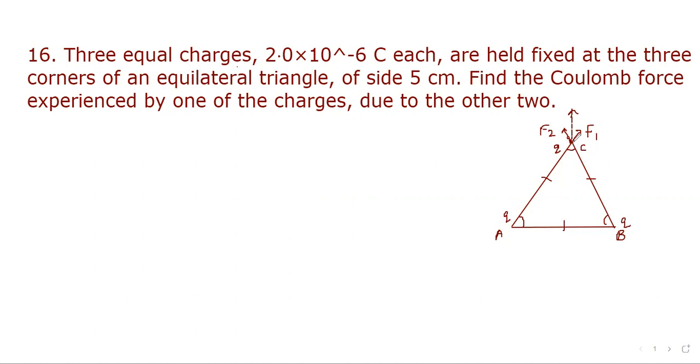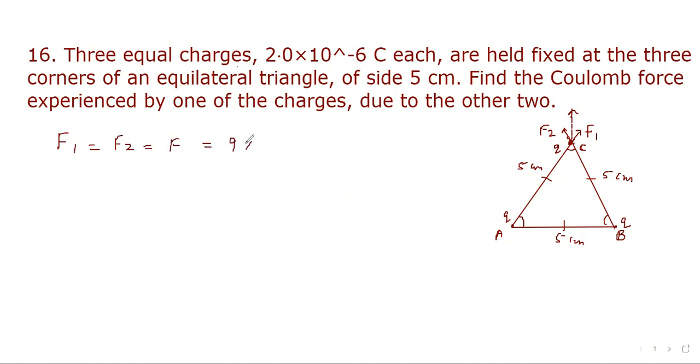Now, suppose we try to find out the force on this charge lying at point C, and the other two charges are here at point A and at point B, each charge being 2 × 10^-6 coulomb. And this separation is 5 centimeter. This is 5 centimeter. This is 5 centimeters. So obviously, the magnitude of F1 and F2 will be same. So let's call them F1 equal to F2 equal to F, and we evaluate.